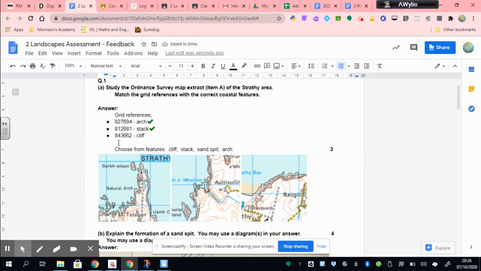Finally, 843662 would have taken you to this location. Okay, and you can see it's against the coast. There's this little symbol right here, which indicates it's a cliff line. So that one was a cliff. Now, incidentally, that leaves you with one feature that you aren't asked to identify, the sand spit. It wasn't on that particular part of the map at all.